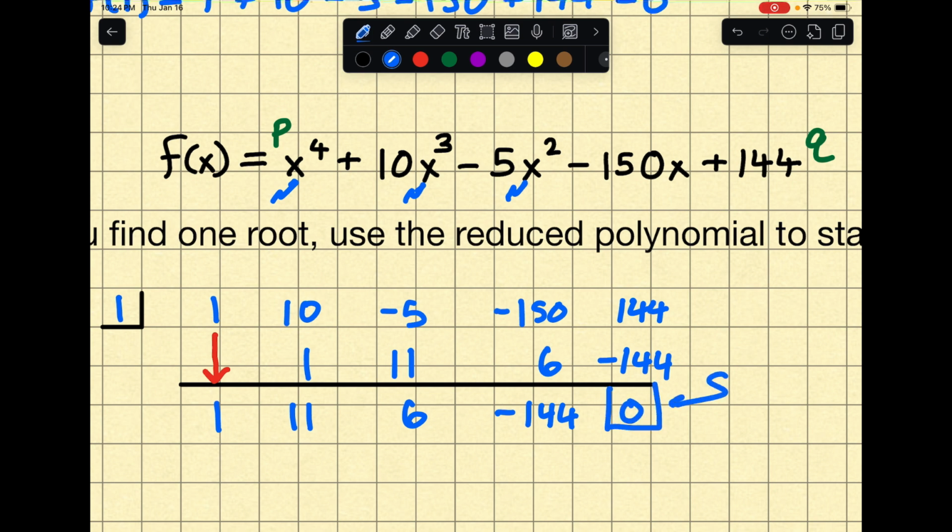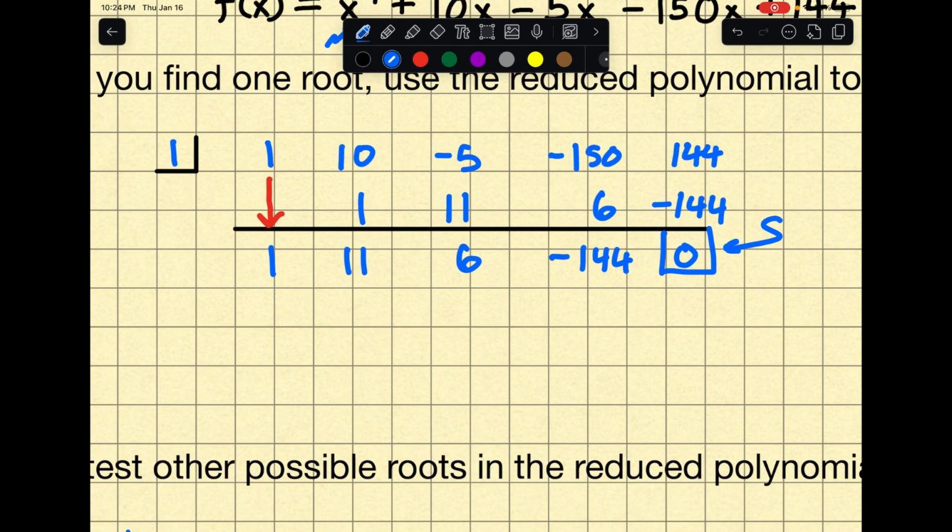Okay, so we knew we'd get a remainder of 0 because we're testing a root or a factor, however we look at it. Importantly, though, we get this result. This is our cubic polynomial. So our cubic polynomial is x cubed plus 11x squared plus 6x minus 144.